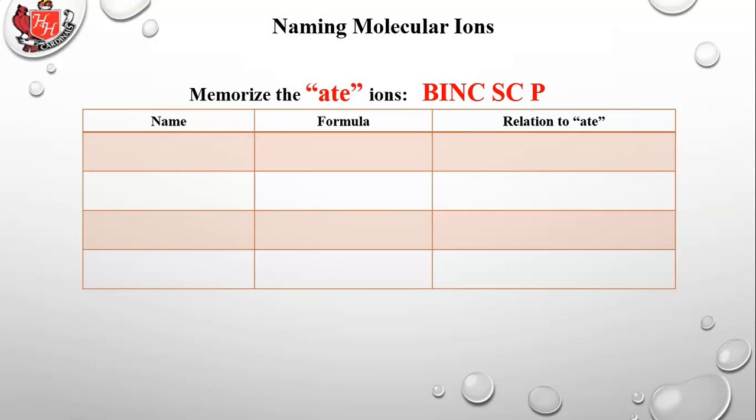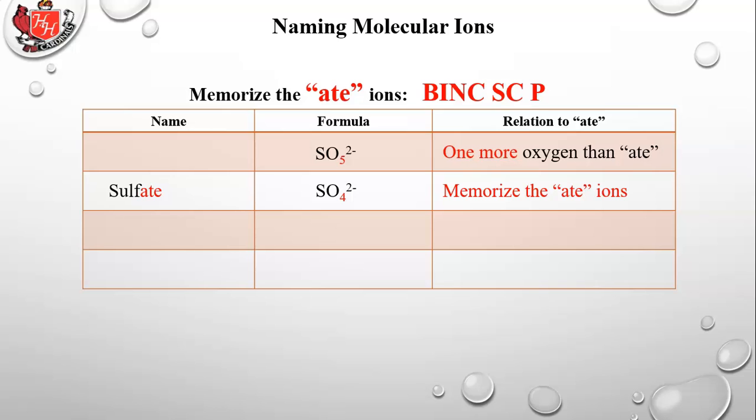We'll do one more example. So sulfate. You have to have that memorized, and that's SO4 2 minus. So memorize the ATE ions. Now we're going to add 1 more oxygen, SO5 2 minus, charge stays the same, 1 more oxygen than the ATE, the sulfate. So that's going to be called persulfate. The PER goes on front.